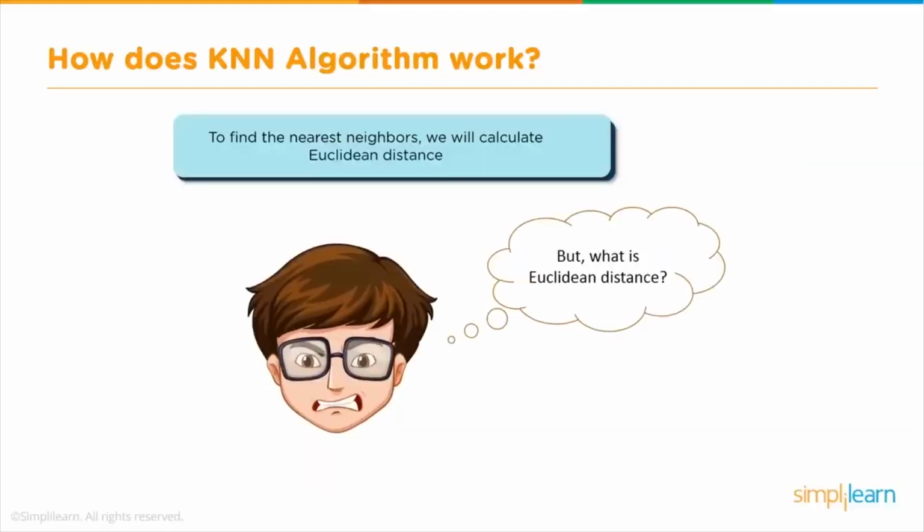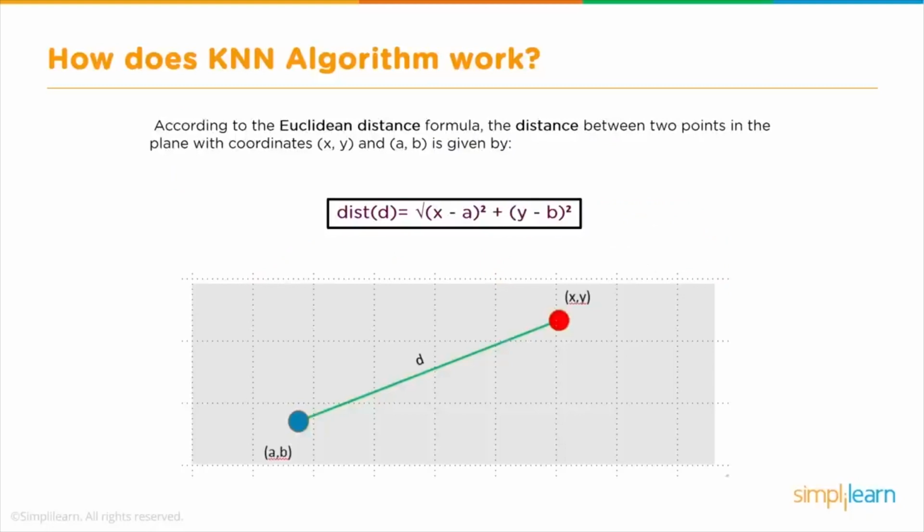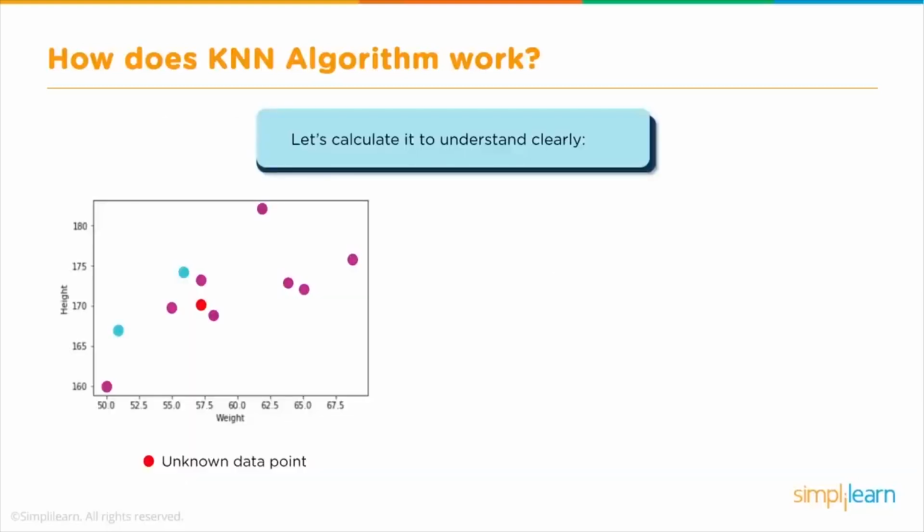To find the nearest neighbors, we'll calculate the Euclidean distance. According to the Euclidean distance formula, the distance between 2 points in the plane with the coordinates (x, y) and (a, b) is given by distance d equals the square root of (x minus a) squared plus (y minus b) squared. You can remember that from the two edges of a triangle. We're computing the third edge since we know the x side and the y side. Let's calculate it to understand clearly. We have our unknown point, placed there in red, and we have our other points where the data is scattered around.